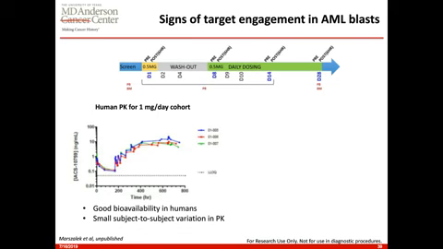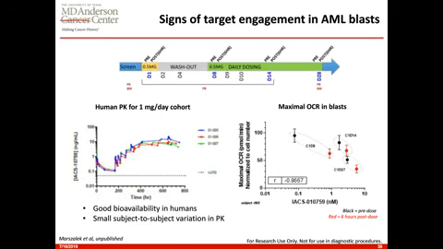First, we analyzed the human PK of IX-10359 from the 1 mg per kg cohort. The PK data here shows three different subjects dosed at the same level. You see very little subject-to-subject variation in PK, and this compound has good bioavailability in humans.